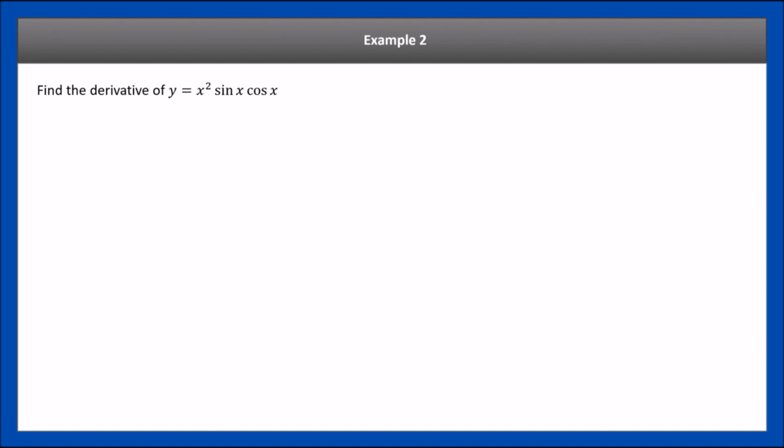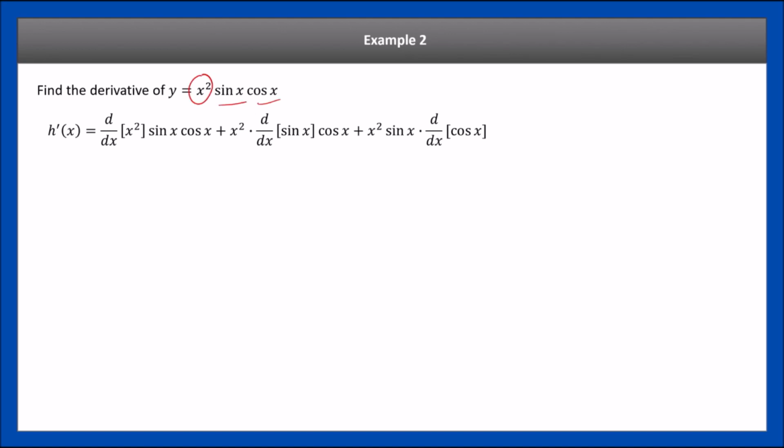So here we have a product of 3 functions, x squared, sine of x, and cosine x. So f of x, g of x, and h of x, if you will. So let's go and take the derivative. So let's take the derivative of this part first, and then this part, and then that part separately, right?